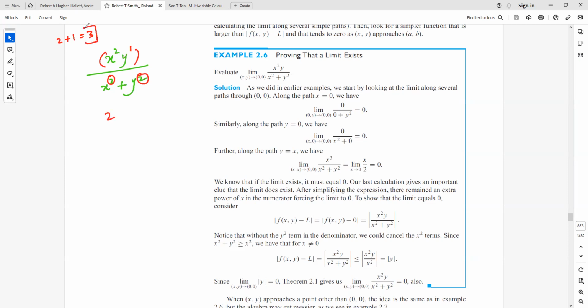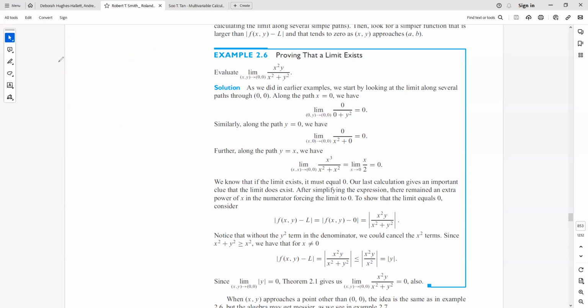Since the power of the numerator is greater than the power of the denominator, we know that if (x, y) goes to (0, 0), then the numerator will converge faster and faster towards 0, right? And since the power of the denominator is lesser than the numerator, it will converge slowly towards 0 with respect to the numerator. So this is some intuition for this.